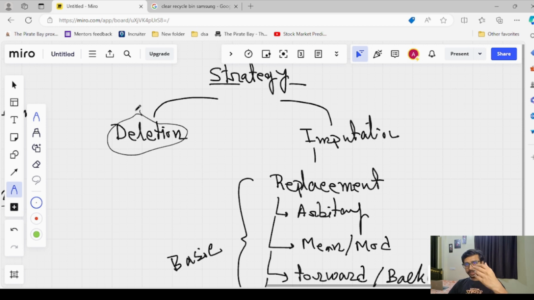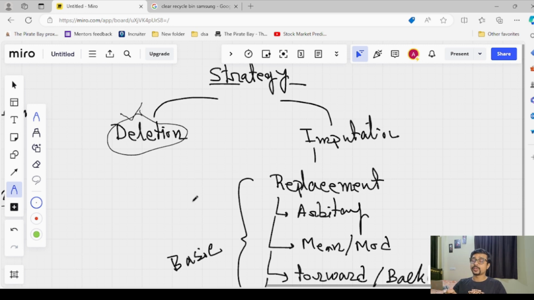Okay, suppose in a row you see you don't have an edge, and this deletion is actually done when you have missing completely at random. That means you don't know any pattern of why those got missed. So you tag those as corrupted data and go ahead and delete those completely. That's called the deletion method or deletion strategy. Don't worry, I'll do each and every strategy using Python code. That is the next segment of the video.